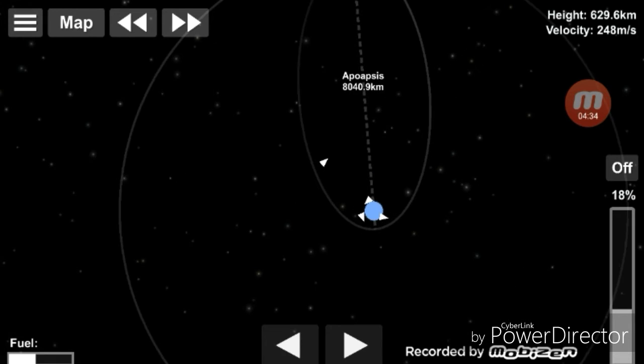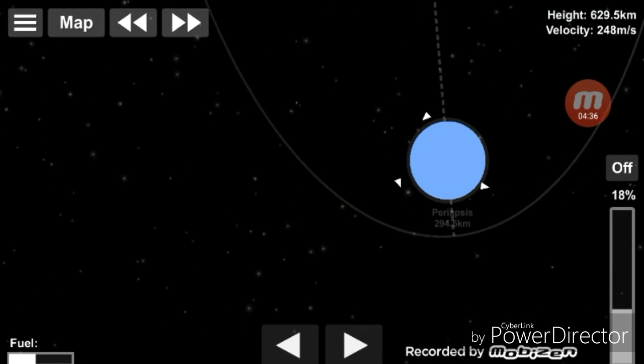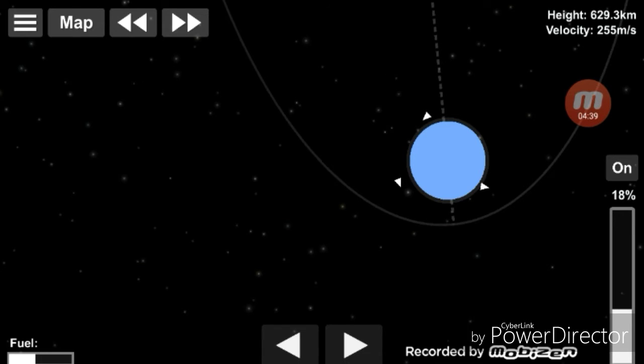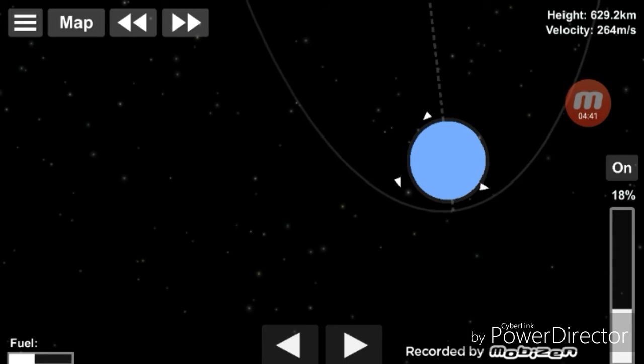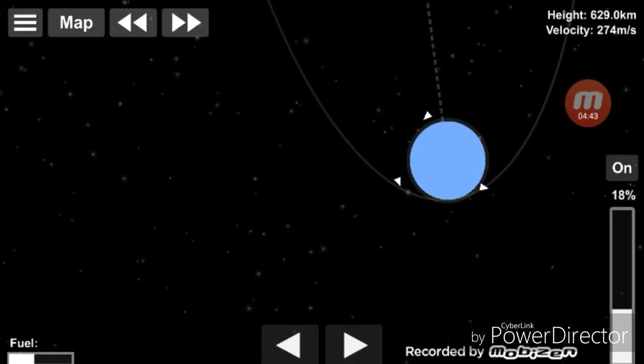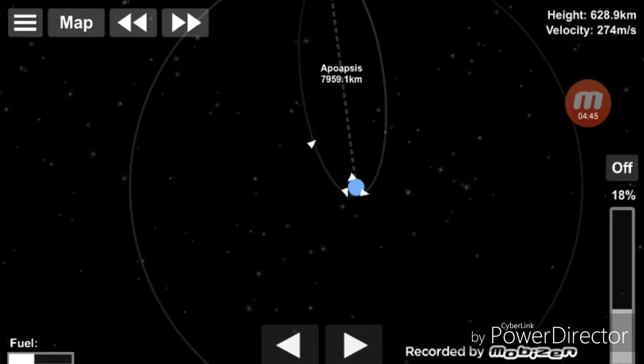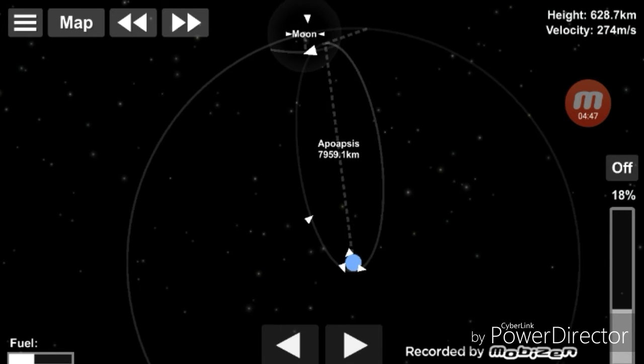Now, if we were to burn prograde inside the moon's SOI, slowing ourselves down because we're facing opposite the Earth's orbit, now we get a free return trajectory back to the Earth. If we had encountered the moon while it was in the path of Earth's orbit, we would have gotten a flyby, and we would have increased our velocity relative to the Sun.